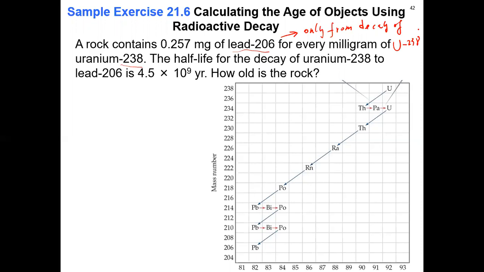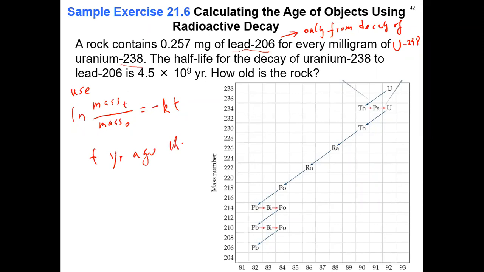So once we have this assumption, you are going to use this formula to solve the problem. So the formula will be ln of mass of T over mass of zero equals negative K times T. Okay, so for the first time, you might feel a little bit difficult to understand what do we mean by the time T? What do we mean by time zero? So think about that rock is produced a long time ago, which means T years ago.